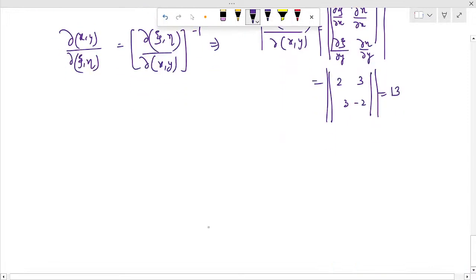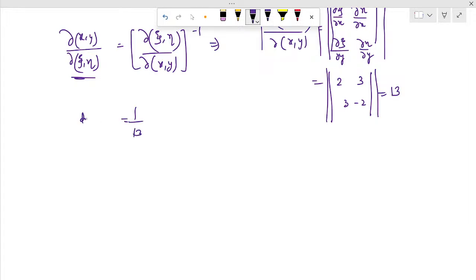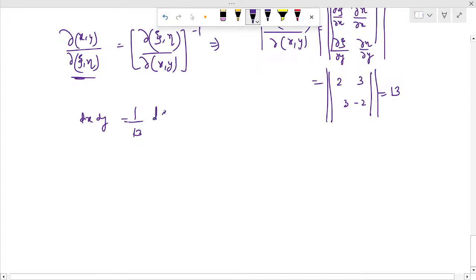So clearly you can say that this would be 1 upon 13. If you remember this, it would be 1 upon 13. So 1 upon 13 equals dx dy upon d zeta d eta. I did this question using the matrix of linear transformation. Please remember, if you don't want to do it this way, you can do it the other way also. The way I told you is also absolutely correct.